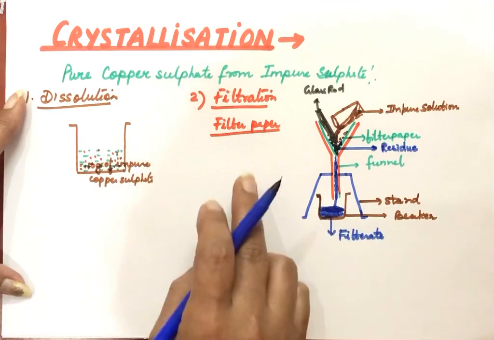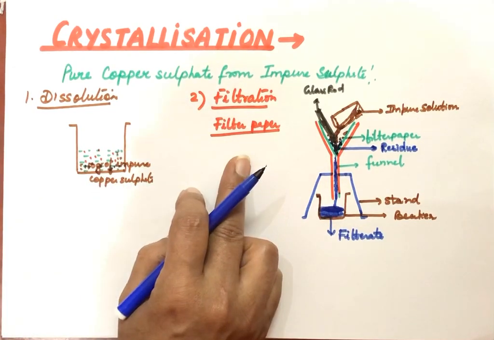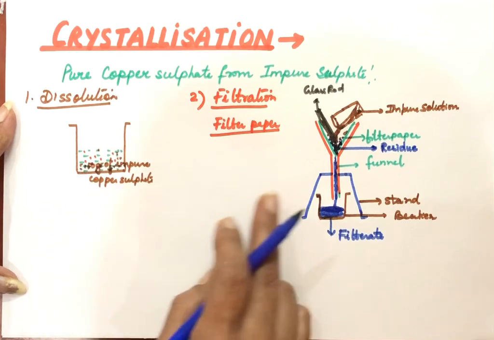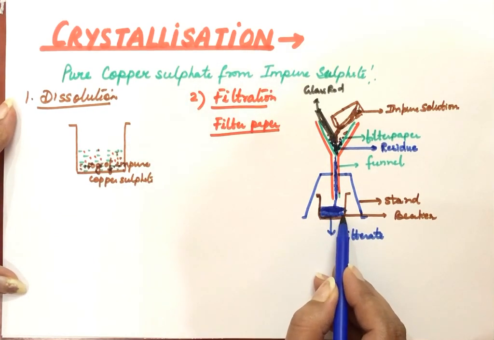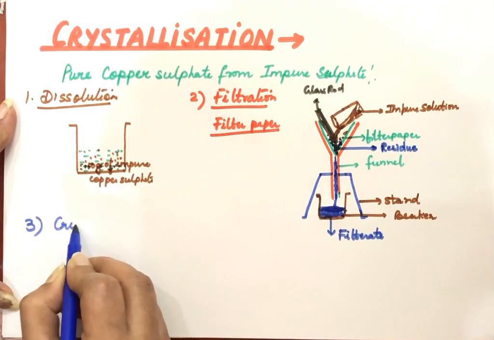So this is the second step after dissolving impure copper sulfate solution. Then we have to filter this solution, and with filtration, these impurities which are insoluble in water we can remove. Now the next step after this is this filtrate which we have got here in the beaker, that we need. And this step is crystallization.